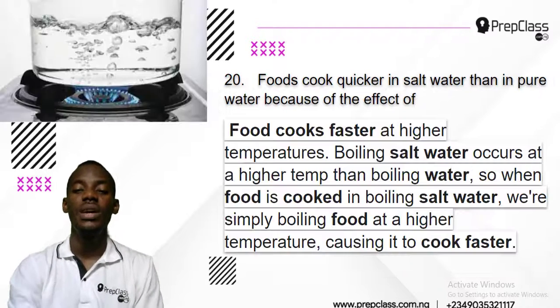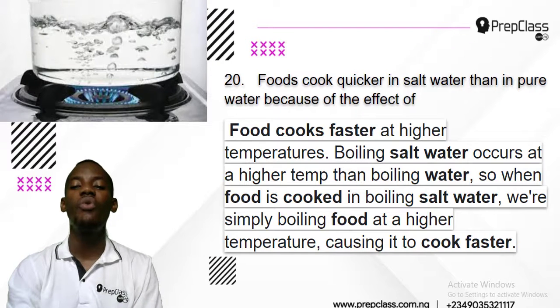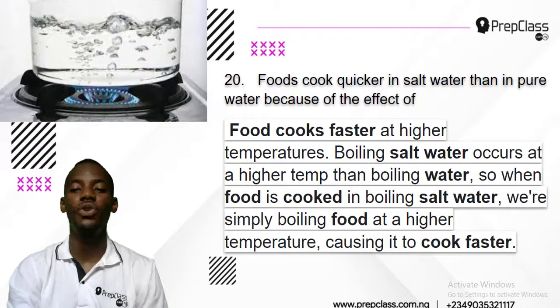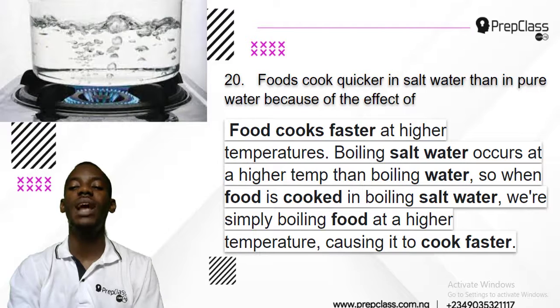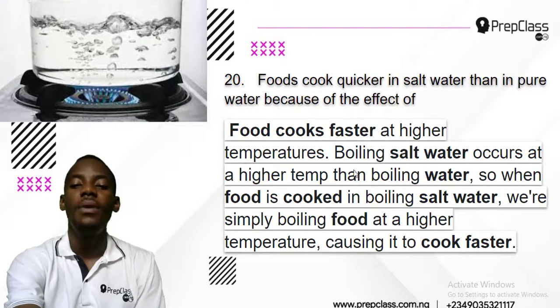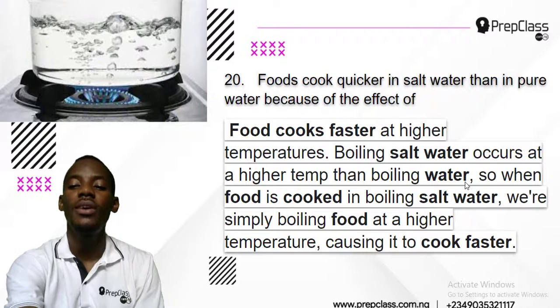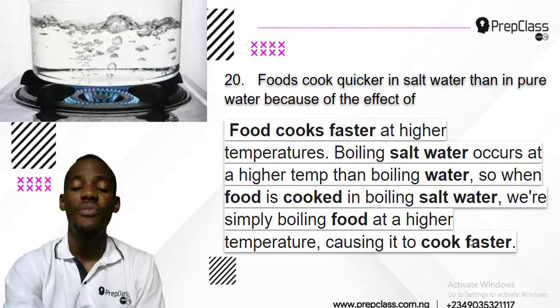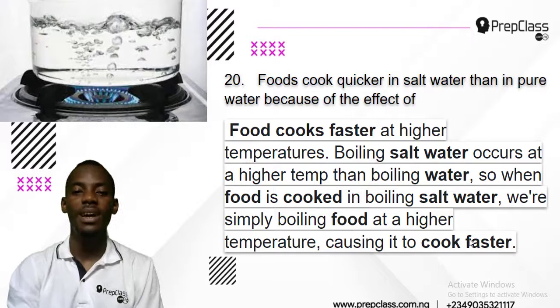Now let's take a closer look. Food cooks faster at higher temperature. Boiling salt water occurs at a higher temperature. You can see the pot and the water bubbling, right? Boiling. Boiling salt water occurs at a higher temperature than boiling pure water. So when food is cooked in boiling salt water, we are simply boiling food at a higher temperature, causing it to cook faster. So now this is the explanation.